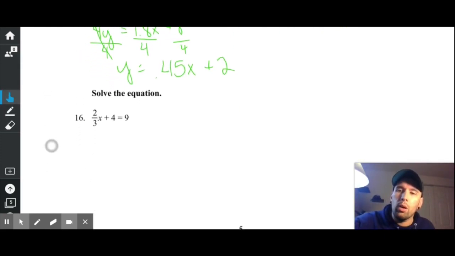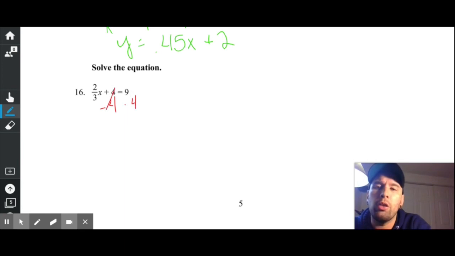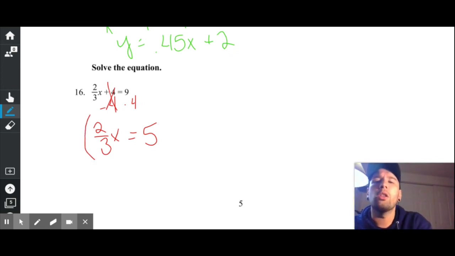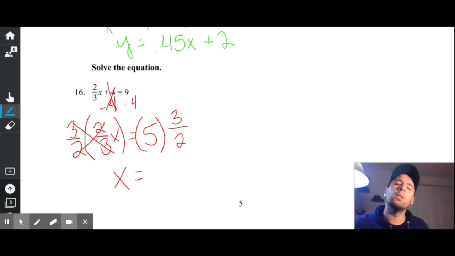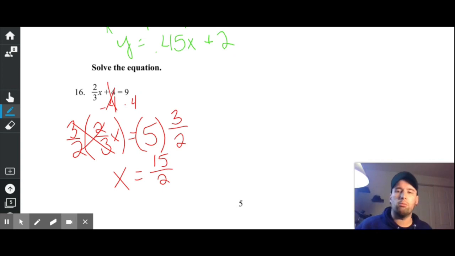All right, one more to go. I've got 2/3 x plus 4 equals 9. Now I'm just solving for x again like I had been. Subtract 4 from everything. 2/3 x equals 9 minus 4, which is 5. I have 2/3 in front of x. Instead of dividing the fraction, I'm going to multiply by the reciprocal. The reciprocal of 2/3 is 3 over 2. 5 times 3 over 2 is the same as 15 over 2. And that's my answer. Done.